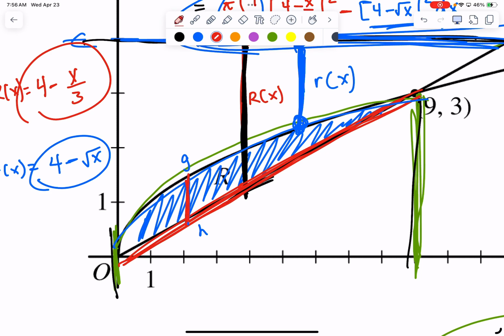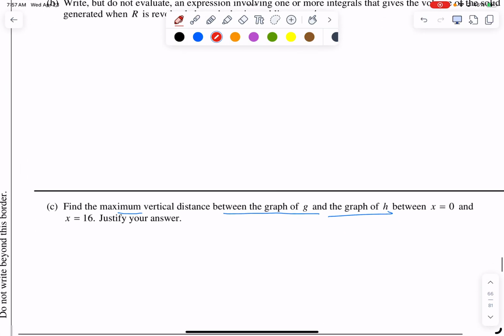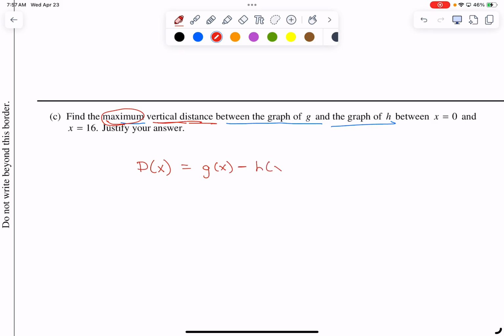So that would just be G of x minus H of x. Do you agree? So the vertical distance between the two graphs is just G of x minus H of x. I'm going to call that, you can call it whatever you want, okay? It says find the maximum vertical distance, we'll call it distance, D of x. And the vertical distance is G of x minus H of x. Agreed? That's the vertical distance between the two functions. That right there was 1 point. Just knowing that the vertical distance is just G of x minus H of x.